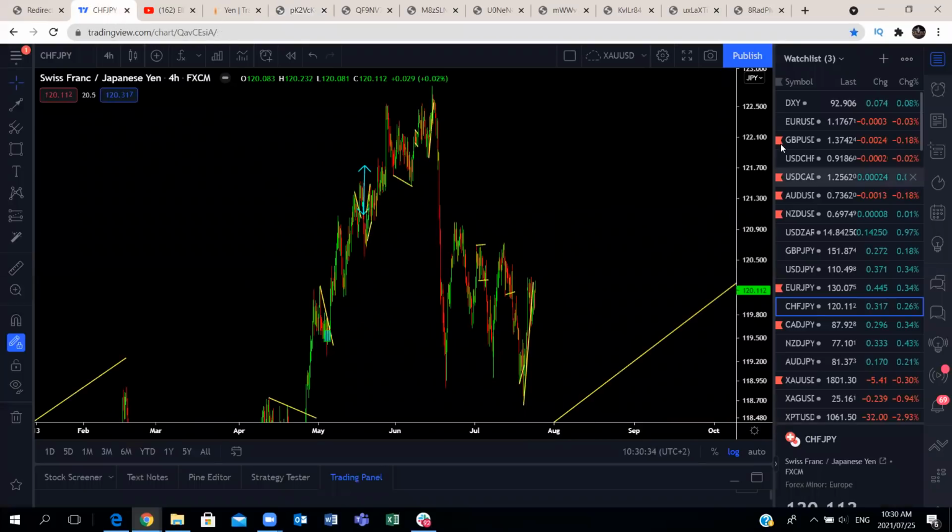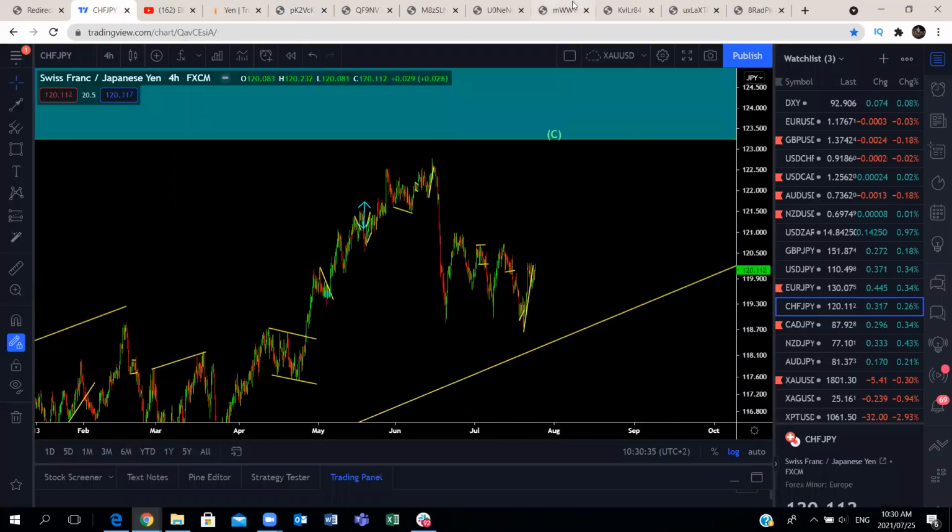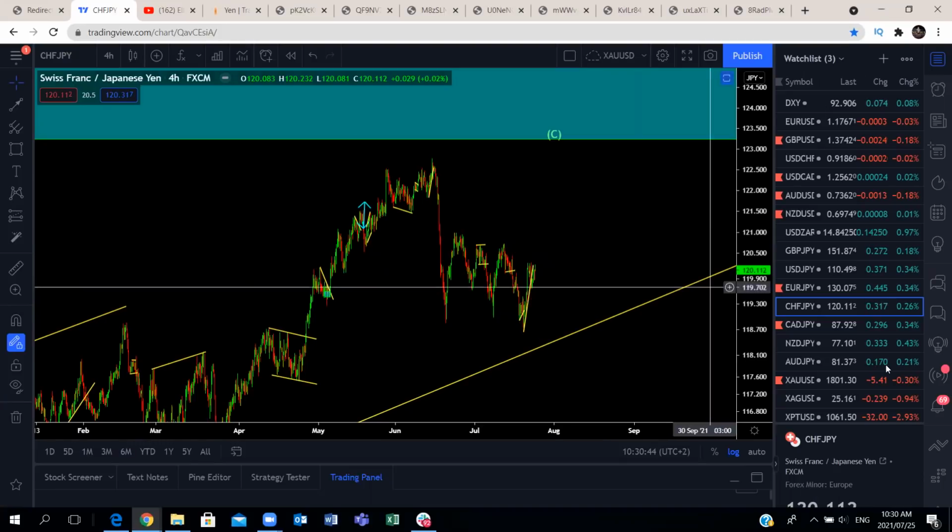How is it playing out now? That is the structure that we have. We've got this corrective structure, 1, 2, 3, push to the upside, and then look for more downside. Okay, so that's what we have on CHF yen.